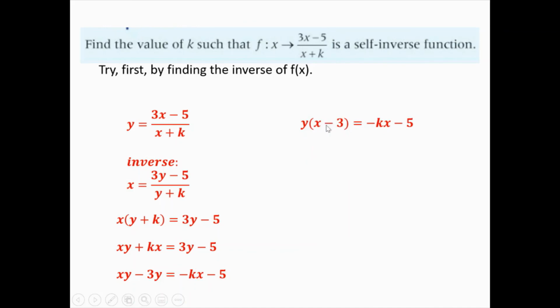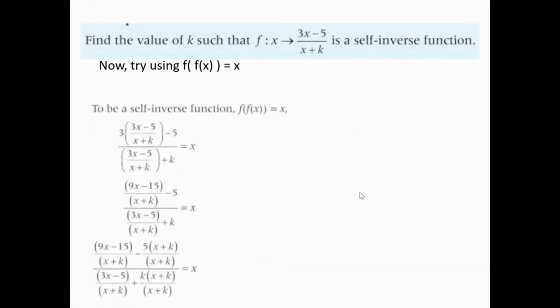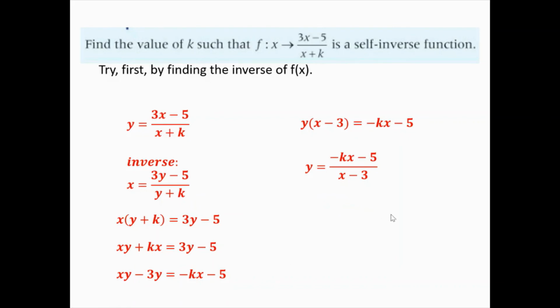And now divide by x minus 3 and put it over there. So now that is our inverse. Now I want you to consider the inverse and look at it compared to the original. And we were told this is self-inverse. That means that the original and the inverse must be identical. When you look at them, are they identical?